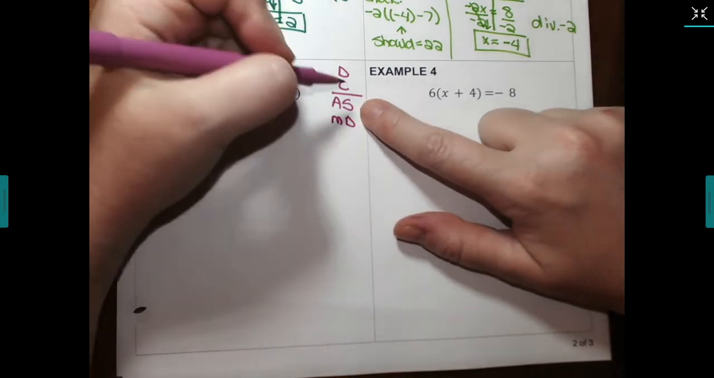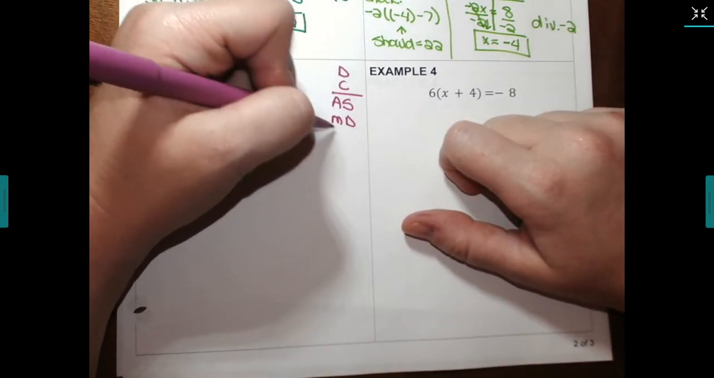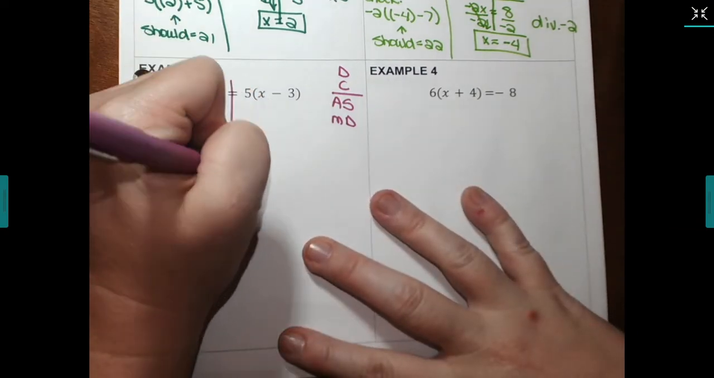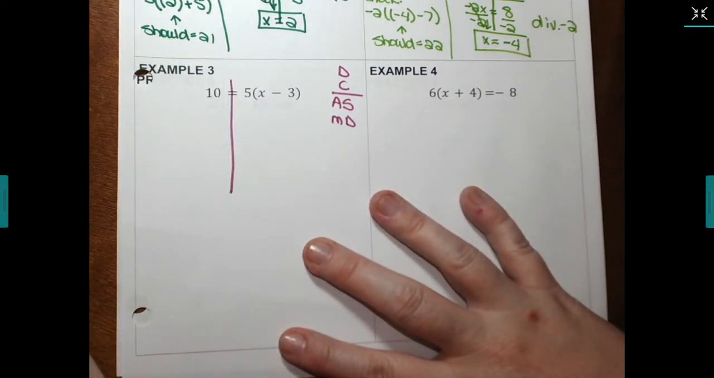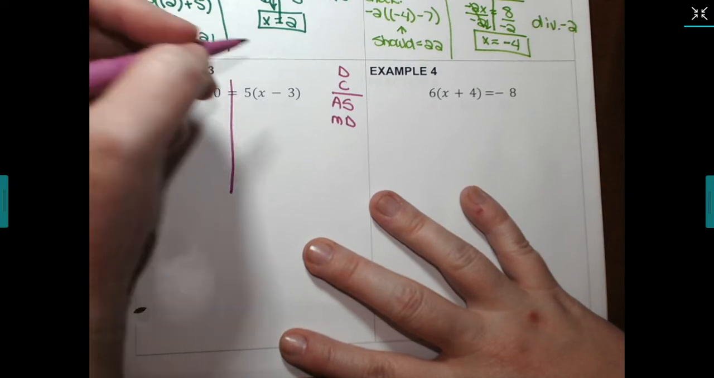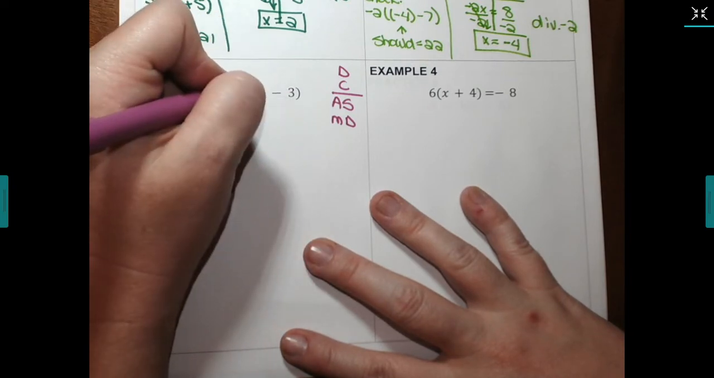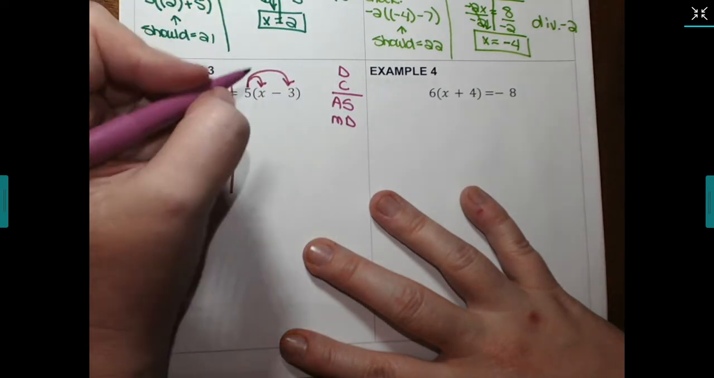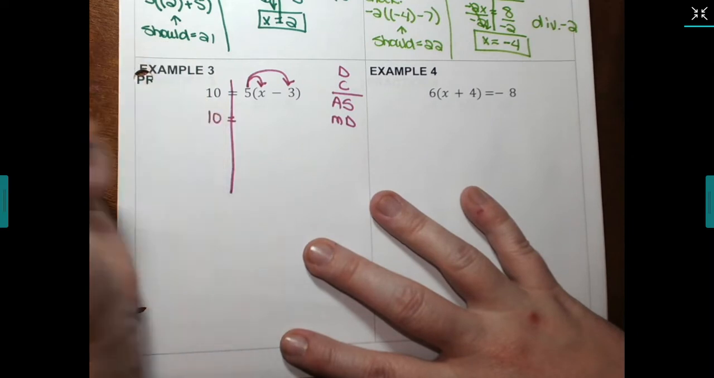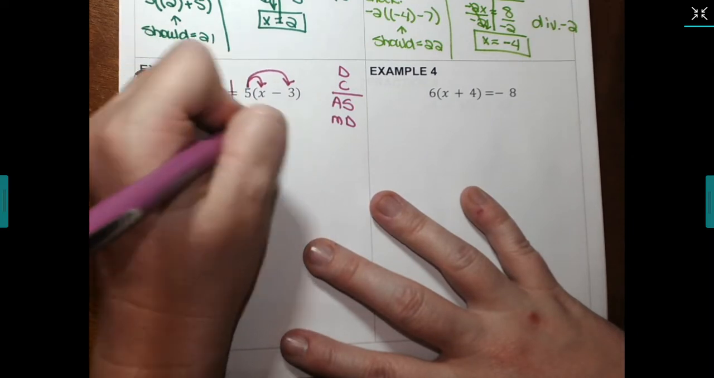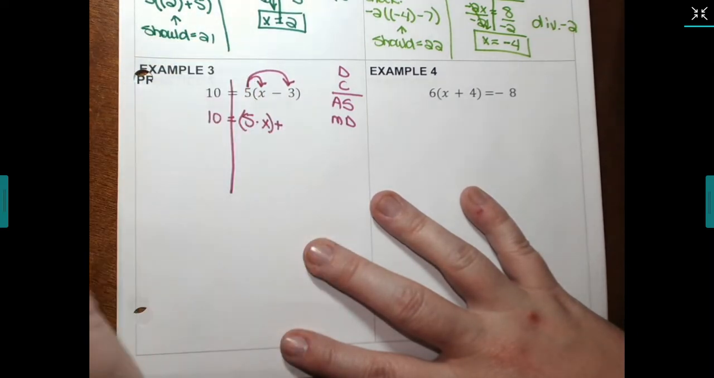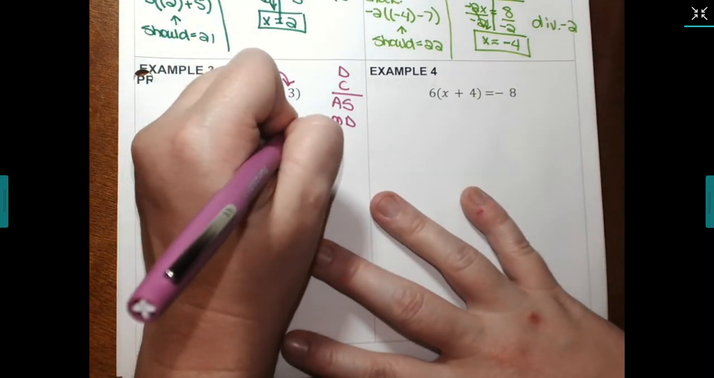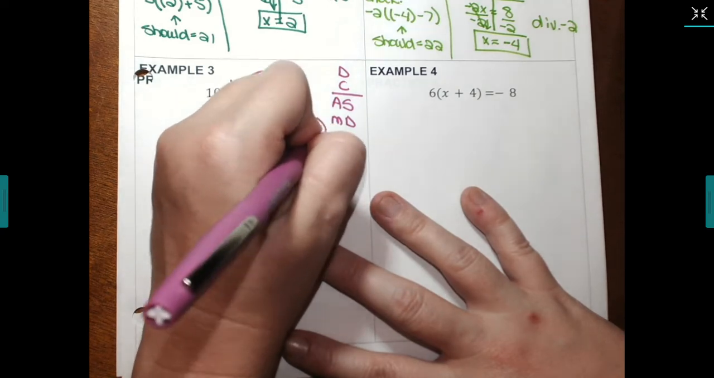Draw that line to remind myself that these happen to one side and these have to happen to both sides. Draw my gate. Let's get started. Immediately, I can see that I can distribute because I've got a number right in front of my parentheses, so I can distribute my 5 to my x and my 5 to my -3. So 10 equals 5 times x, always plus, open parentheses, 5 times -3.